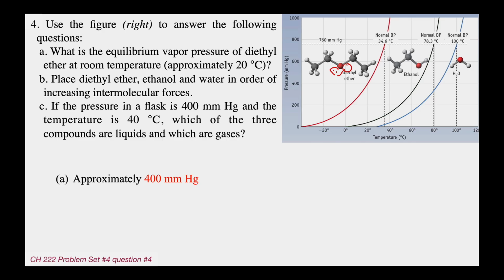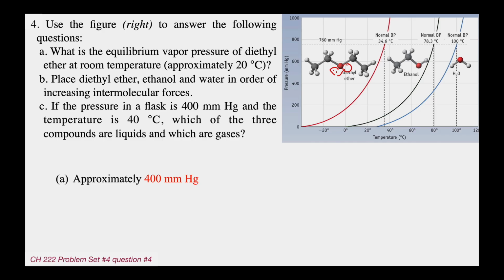Ethanol, the next one to the right, has an OH. And OH means it's not just polar, it's actually hydrogen bonded. So ethanol is a hydrogen bond. And then water on the far right has not just one OH, but actually 2 OHs. So water is like supercharged hydrogen bonding. It's even more supercharged than regular hydrogen bonding, I guess.